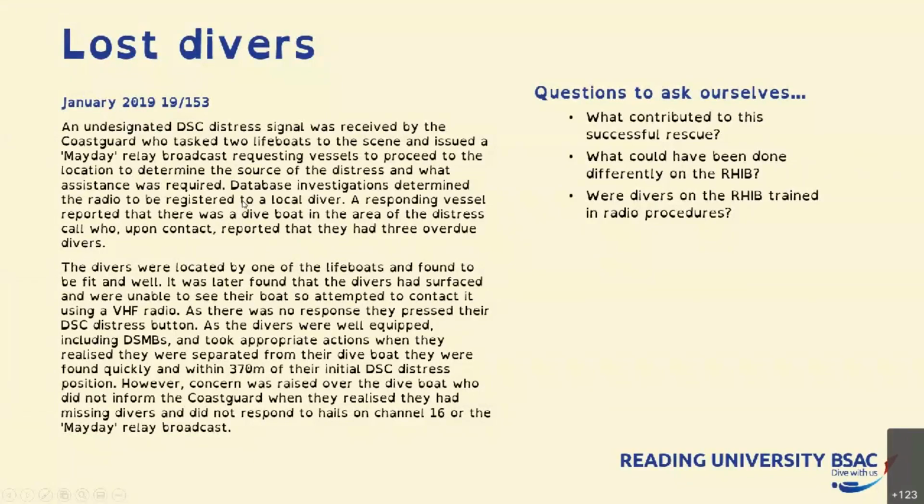So perhaps when you're next planning a boat dive, have a look at the incident reports in relation to lost divers and take away some learning points from those. Hopefully I'm beginning to drill this in. Okay, another.